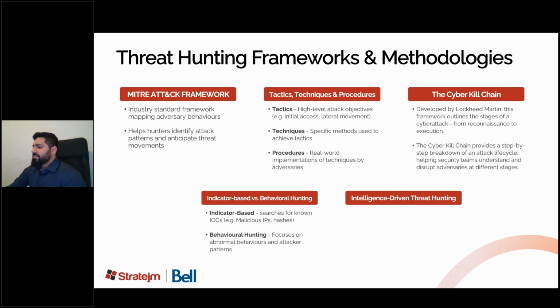Now, the last two items I have are indicator-based and behavioral-based threat hunting, right? Indicator-based threat hunting is pretty standard. That's your IOCs, indicators of compromise, such as malicious IP addresses, file hashes, domains, known threats, known attack vectors, right? Then we have behavioral-based threat hunting, which is looking for unusual login activity, unexpected network communication, abnormal process execution, right? These are more behavior-based rather than known static indicators.